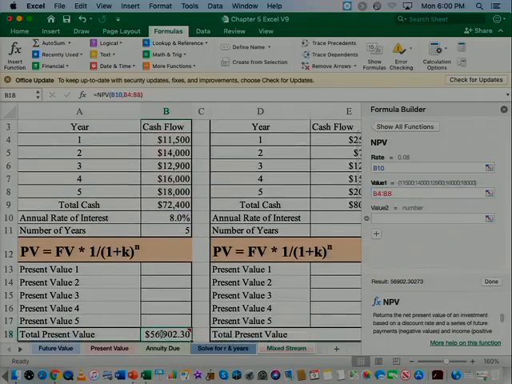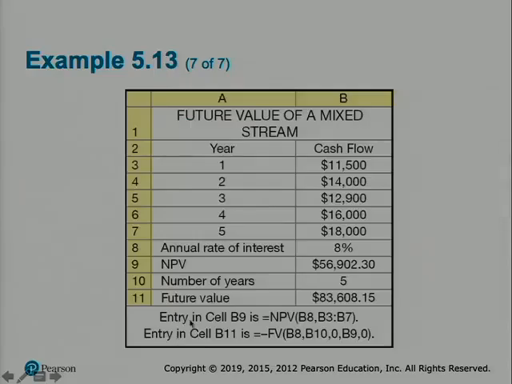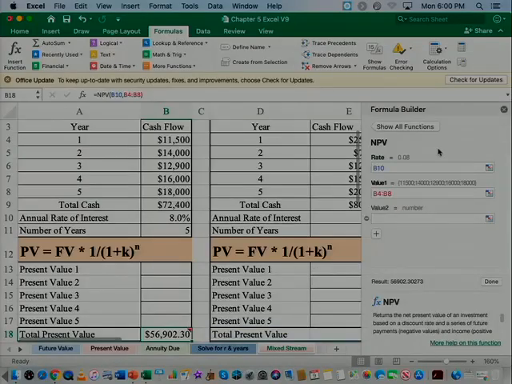What you get is 56,902. If I go back to the textbook, 56,902. See how easy that was? So net present value, here it is. You just enter the rate and the range of the cash flows, not the total cash flow, just the range, and you get the mixed stream present value. See how simple that is in Excel? Much easier than doing them individually and adding them together later. Net present value is the function to use there.